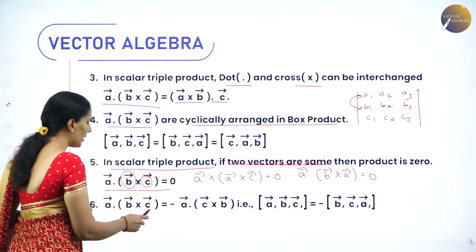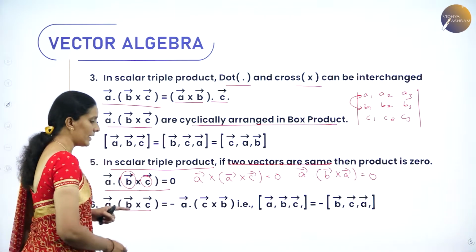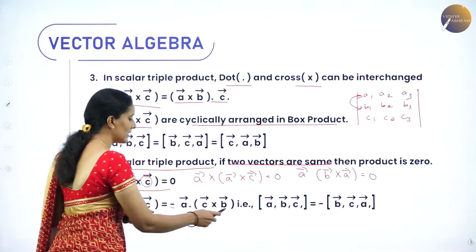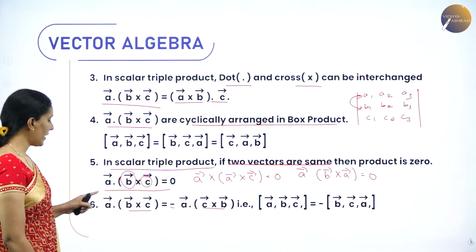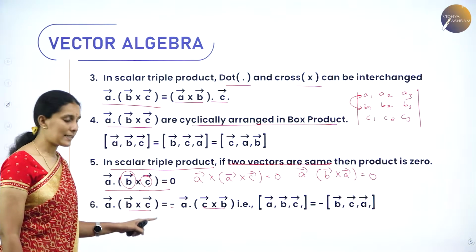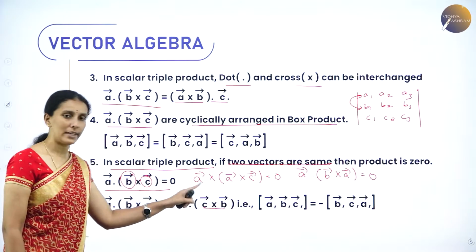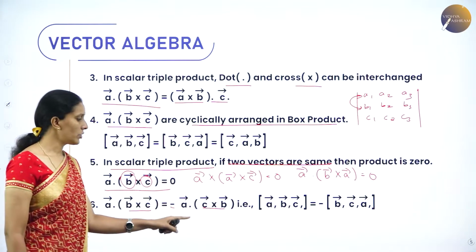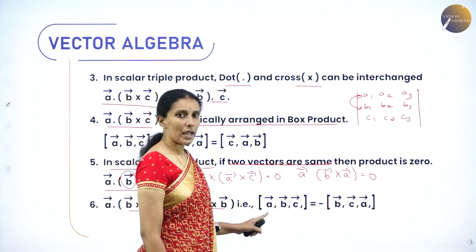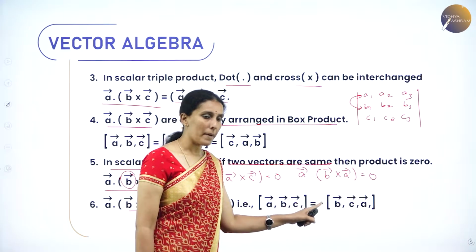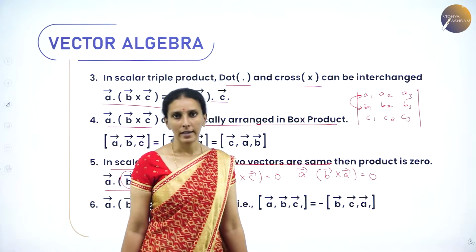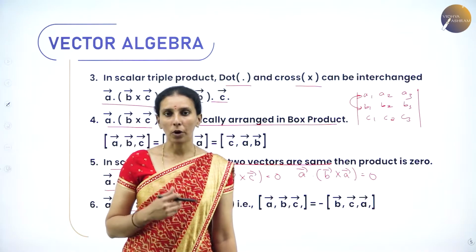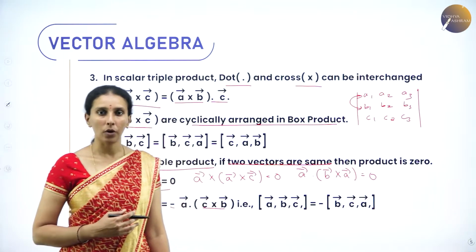From the vector product, we know that B cross C is nothing but minus C cross B. That is why A dot B cross C is the same as minus A dot C cross B. We can interchange, thus we can say A, B, C is nothing but minus B, C, A. So these are some of the properties of the scalar triple product.